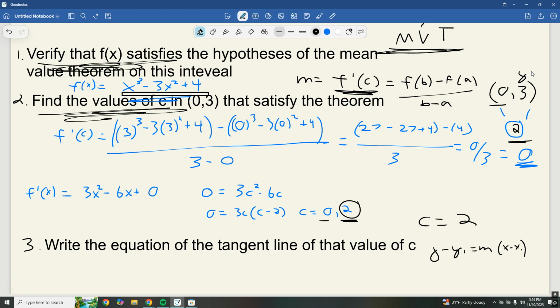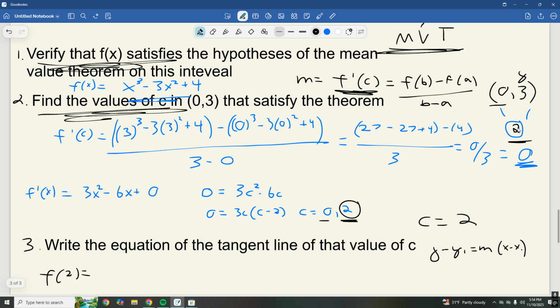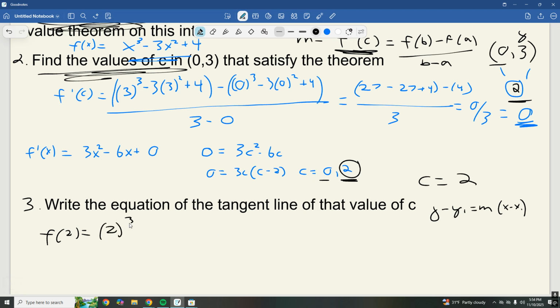Or sorry, this will be our, no, it won't. We have to actually plug in our 2 here. We have to plug in our c to find our equation for c, and we plug that into here. So f of 2 equals our equation, which is 2 cubed minus 3 times 2 squared plus 4. So this is going to be 8 minus 12 plus 4, which also equals 0.